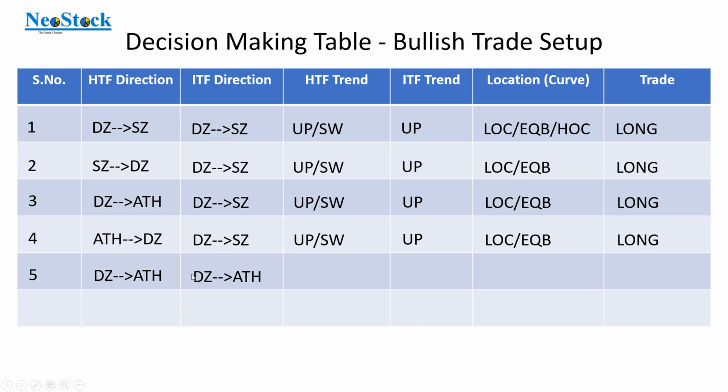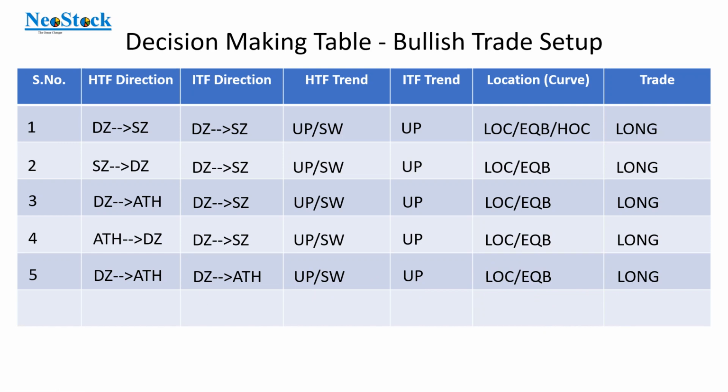So that's why, because of the location, the ITF price direction is also in our favor. HTF price direction is also in our favor. And now HTF trend and ITF trend are in our favor. We have only two locations in all-time high scenarios: the low on curve or equilibrium. Anywhere in either, you can take a long trade.